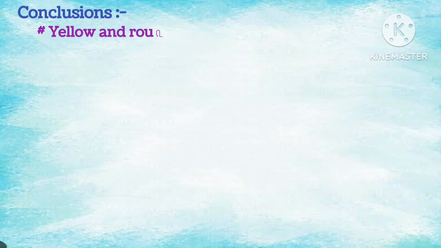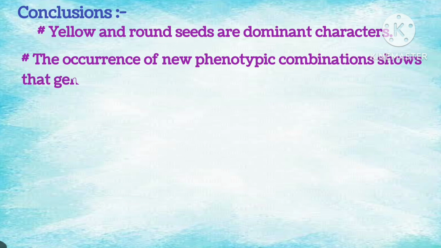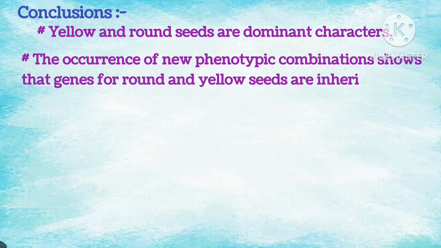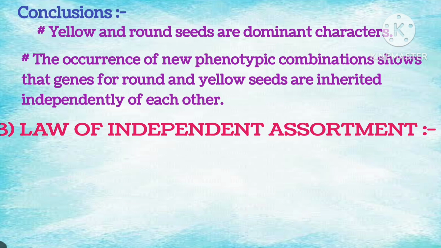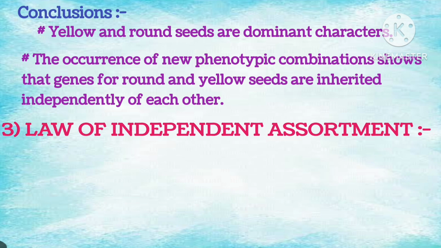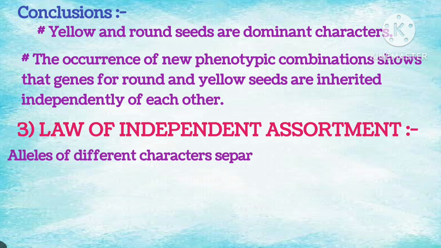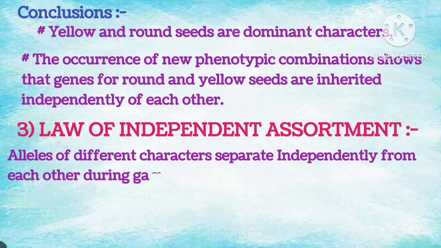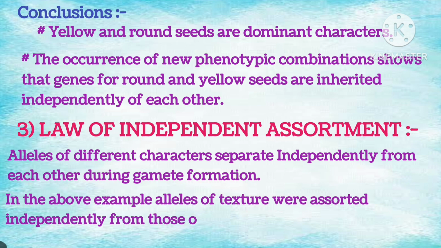Conclusions. From this we conclude that yellow and round seeds are the dominant characters. The occurrence of new phenotypic combinations shows that genes for round and yellow, green seeds are inherited independently of each other, which takes us to our third law, that is the law of independent assortment. It states that alleles of different characters separate independently from each other during gamete formation. So in the above example, alleles of texture were sorted independently from those of the seed color.